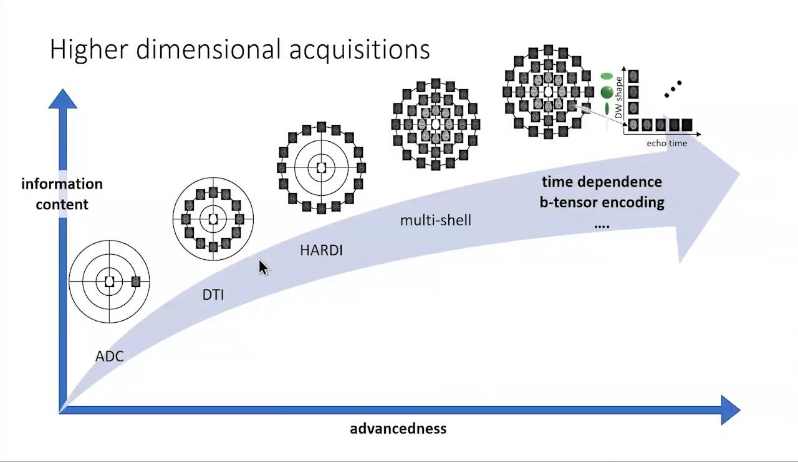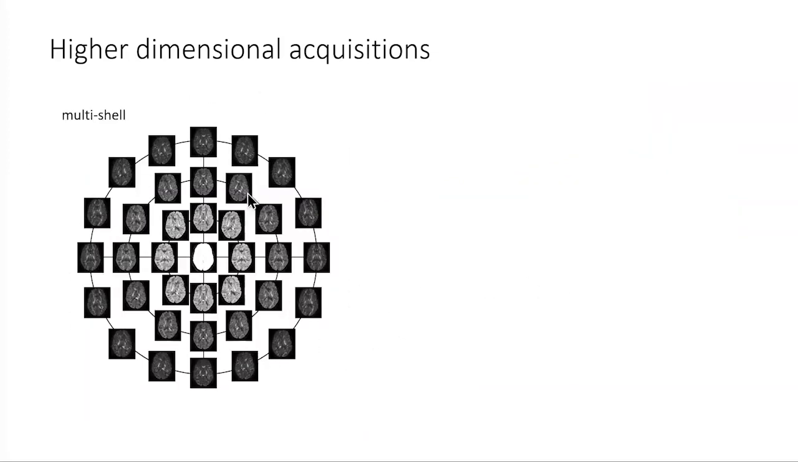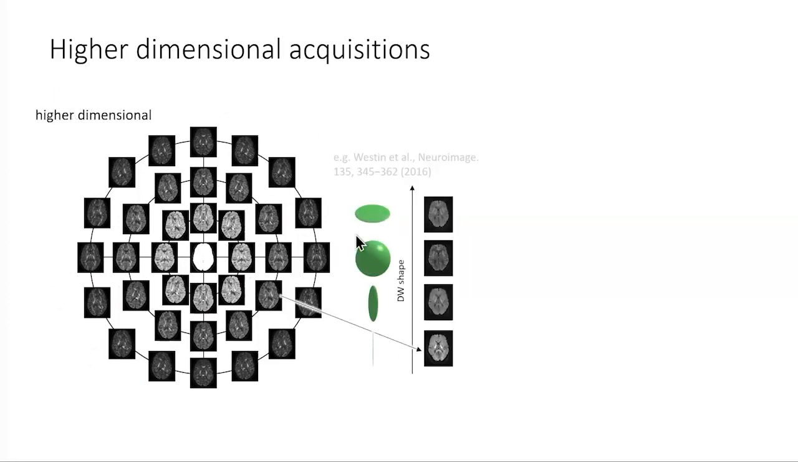Okay, so let's now finally move to higher dimensional acquisitions. These are acquisitions where we go beyond the traditional multi-shell setting and really extend the dimensionality of our measurement space. So if this is our traditional multi-shell scheme, we can no longer fit the higher dimensional scheme within this 2D plot. But you have to think of it like this.